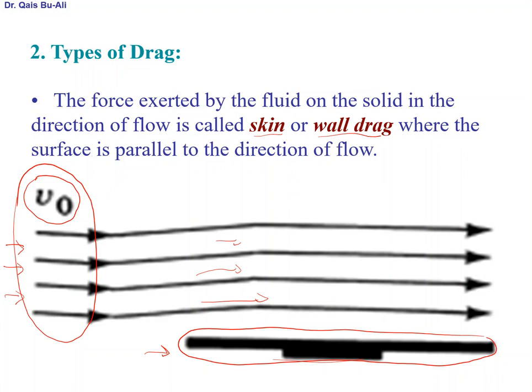And what is special about it? It is when the surface is parallel to the direction of the flow. The surface here is parallel to the direction of flow, as you can see. This is the first type.